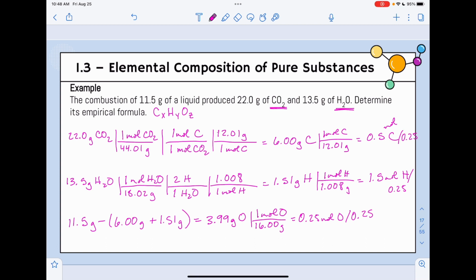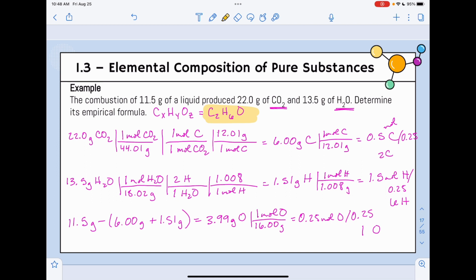Okay, so that comes out to be 2 carbons, 6 hydrogens, and 1 oxygen. So my empirical formula, which had the generic formula CxHyOz, is really C2H6O. You don't have to include the 1. It is implied simply by writing the formula.